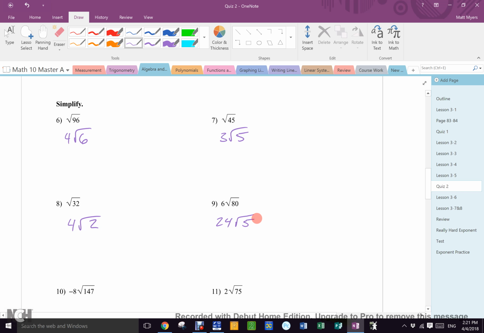Give yourself a half mark. You need to see why, obviously. 80 is 16 times 5. What's the square root of 16? 4, so it comes out, and we left the 5 under there.